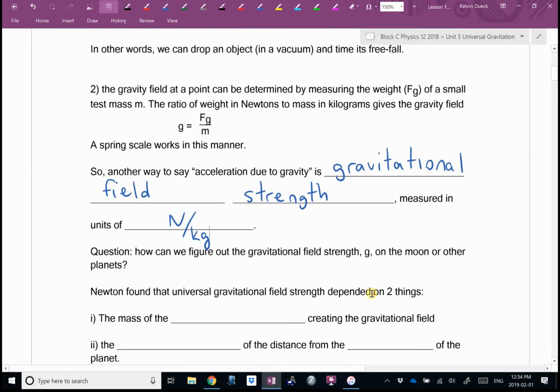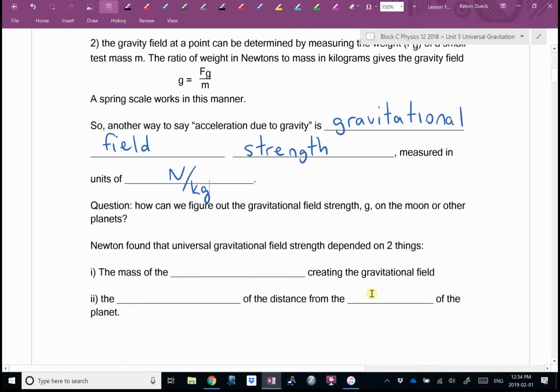Isaac Newton found that universal gravitational field strength depended on two things. It depended on the mass of the object creating the gravitational field. Mass of the planet, mass of the moon, mass of the star, mass of the black hole, mass of whatever. By the way, do you all have mass? Yes. You are all sending out gravitational fields. They're just really, really, really, really small. I should have done about 20 more reallys.